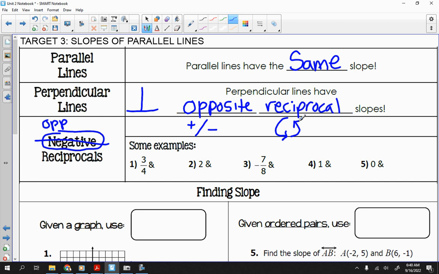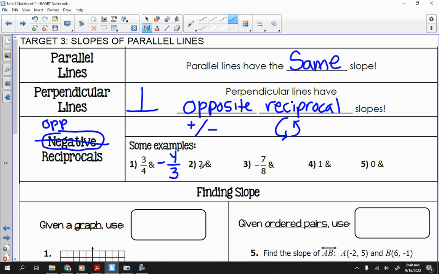3/4. An opposite reciprocal must look like this: since 3/4 is positive, we have a negative, and then we flip the fraction, -4/3. These two slopes would create a perpendicular picture. You would see that they cross and they make a 90-degree angle.